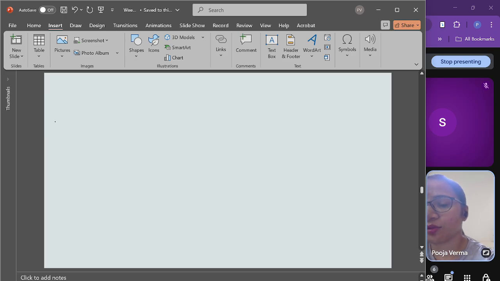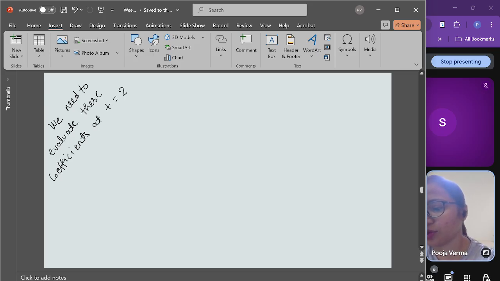So we need to evaluate these coefficients at t equal to 2. So u and v are already given as functions of t.